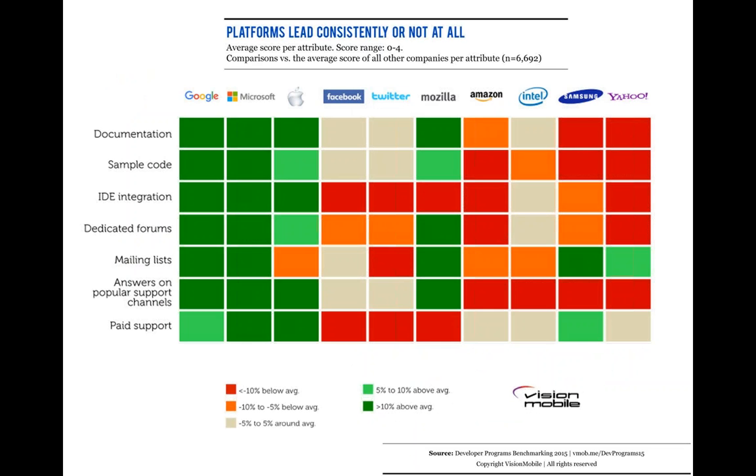And we can see on the left-hand side, Google good at everything except paid support, and even reasonably good at that. Microsoft just good at everything. Apple pretty good at everything, not very good at mailing lists.